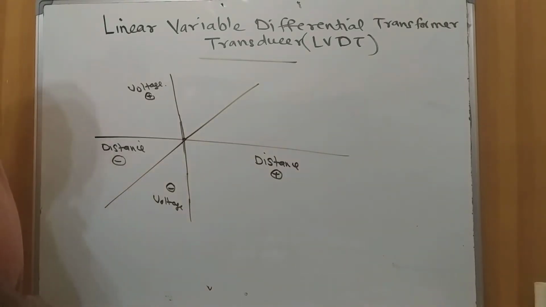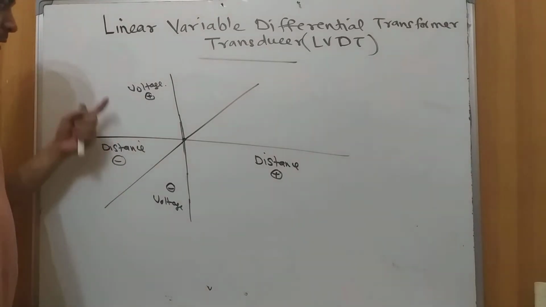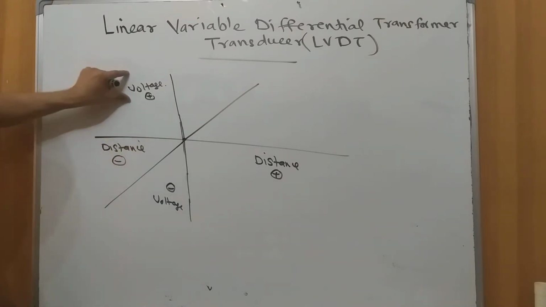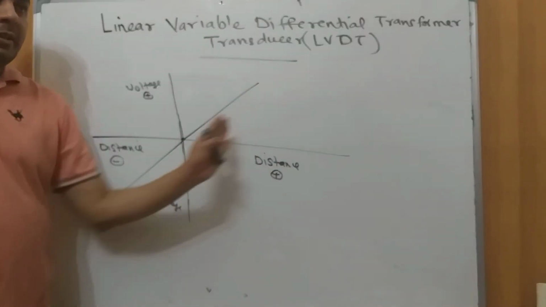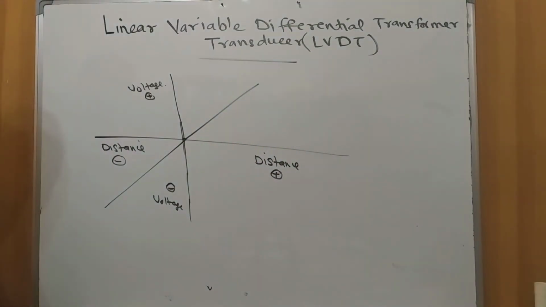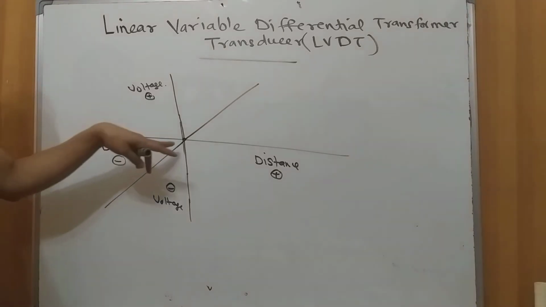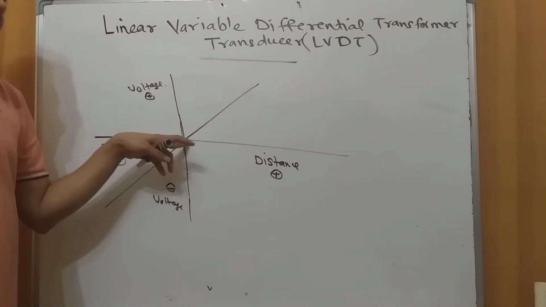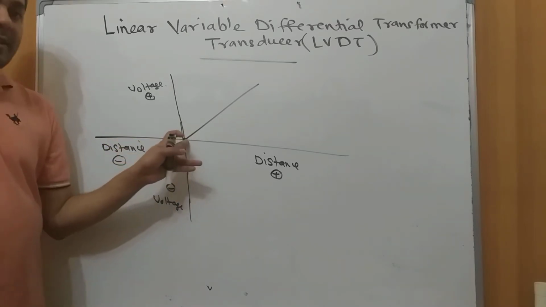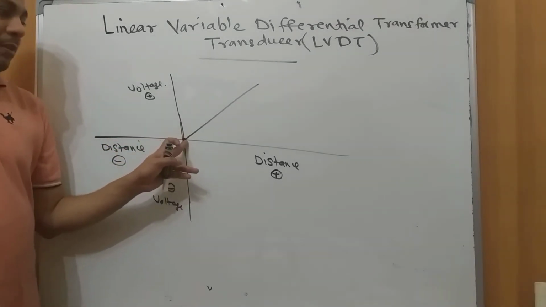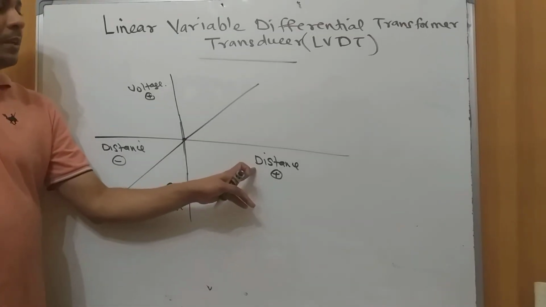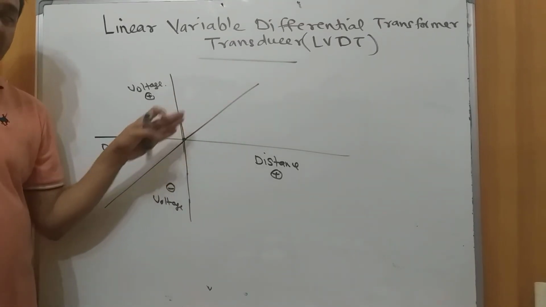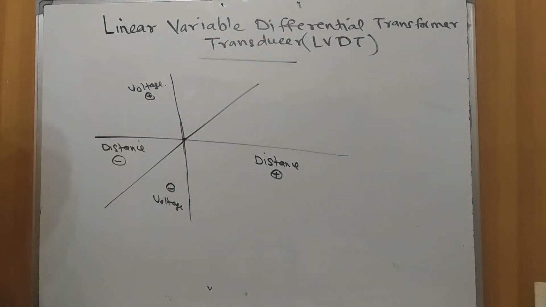Ideal characteristics of an LVDT transformer can be drawn as in the diagram. Here we are just assuming that this part is the positive voltage and this part is the negative voltage. This indicates the positive distance and this is the negative distance. Of course, it's an ideal graph. When the core is exactly in the middle, we'll get a 0 voltage. As it moves away from the center towards the upper part, the voltage will be positive, and this side will be having a negative voltage.